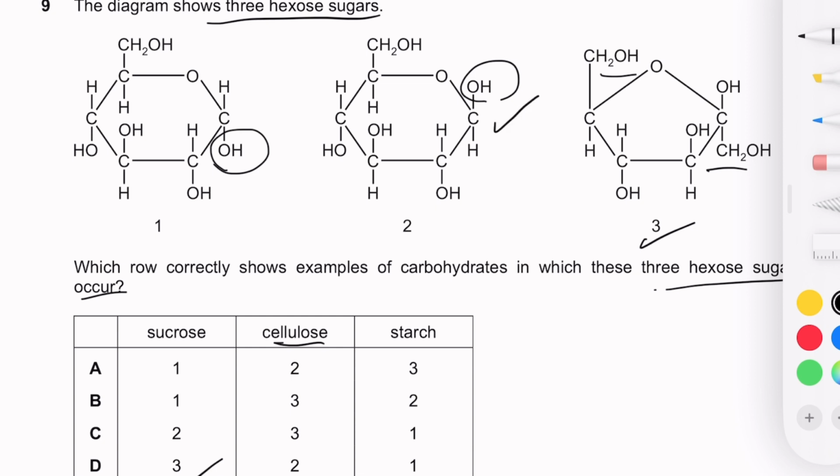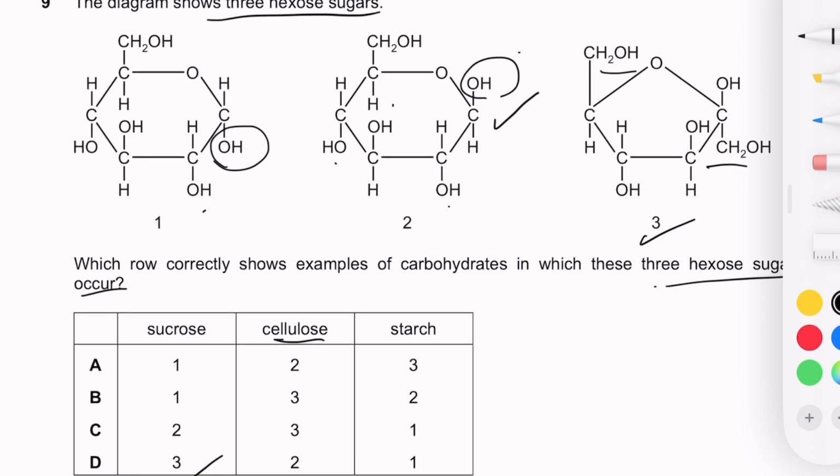Here it's up, so this is beta glucose, and if you want to memorize it, I like to say it's up, down, and that's for beta glucose. For alpha glucose, I like to say down, down, up, down. That's alpha glucose, meaning it's found in starch. So cellulose is made of beta glucose, starch is made of alpha glucose.